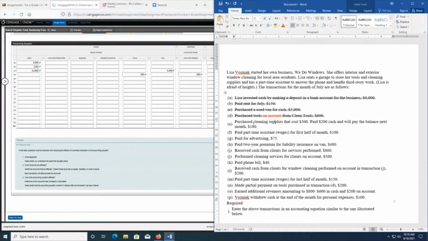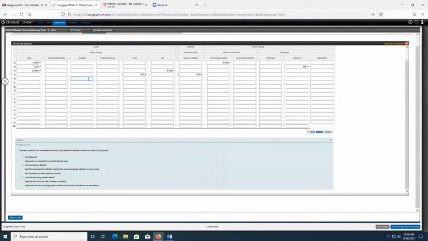So I'm actually going to do this in a couple parts because I want to get that out of the way. So I'm going over here to supplies. And probably the hardest thing for me when I'm doing these is trying to make sure that I have it on the right line because it's super little. Anyway, okay, so we have $300 worth of supplies. Nothing about the rest of that is going to change that. So I'm going to put $300 in my supply account on line E.